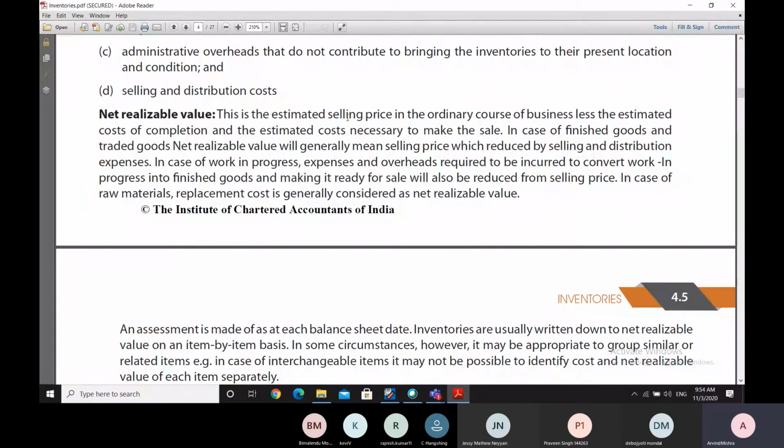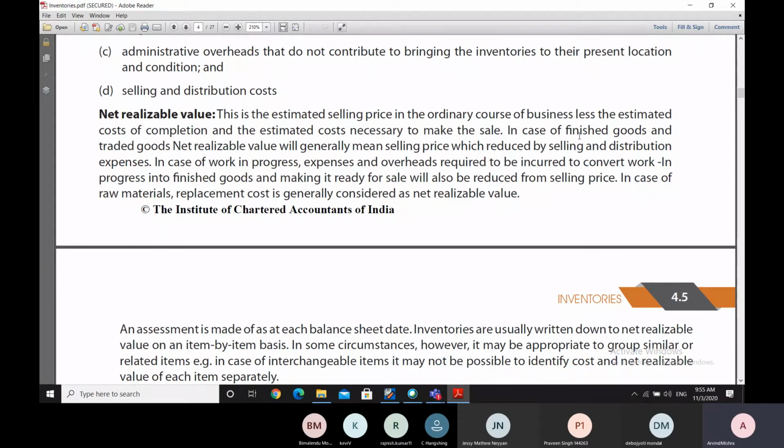If the item is so far not completed, then first we take the estimated selling price of the item in the market. From there we reduce the cost of the completion of that item, whatever costs are left to be incurred to complete that item. And we also reduce the estimated cost necessary to make the sale. So selling and distribution expenses have to be reduced. The cost of completion of the item has to be reduced also from the estimated selling price of the item.